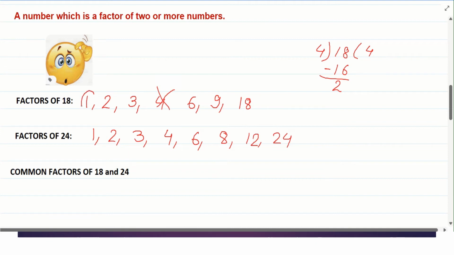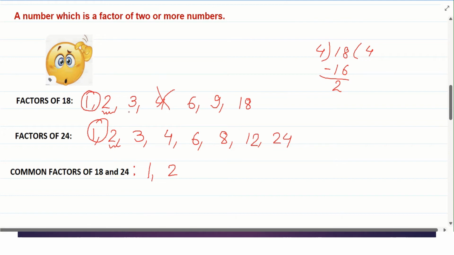The 1 is present in both the numbers 18 as well as 24. Means 1 is a factor of 18 as well as 24. So we say 1 is a common factor of 18 and 24. Similarly, here is 2, here is also 2. Means 2 is also a common factor of 18 and 24.